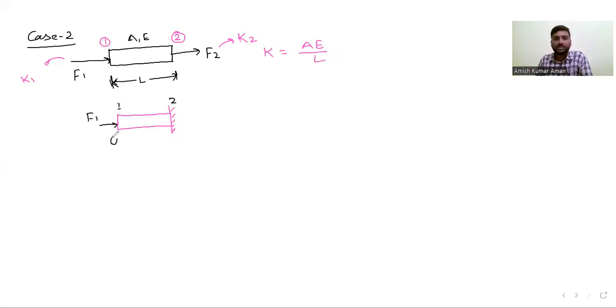Let us take at node 1 the displacement is U1 and at node 2 the displacement is U2, right? So at both the points loads are acting, so displacement will be nodal displacement. At every node, we have to calculate the displacement. So at node 1, let us take the displacement as U1, and at node 2, let us take the displacement as U2.